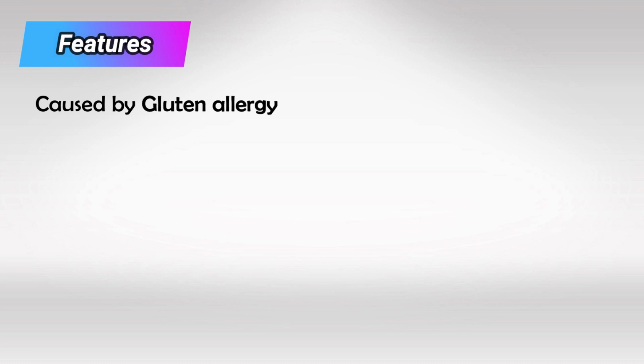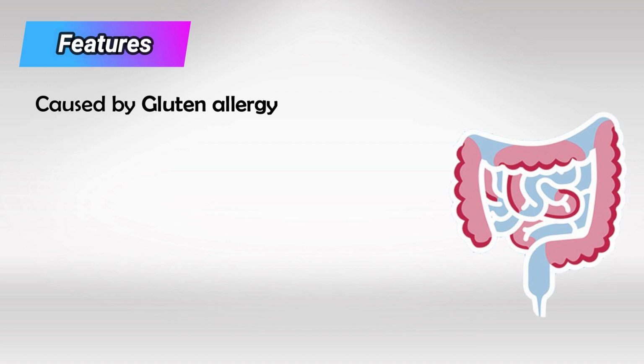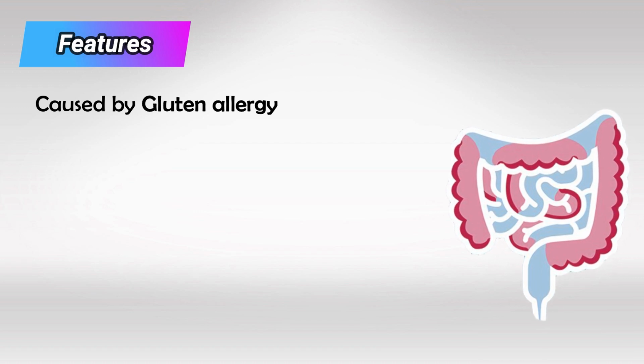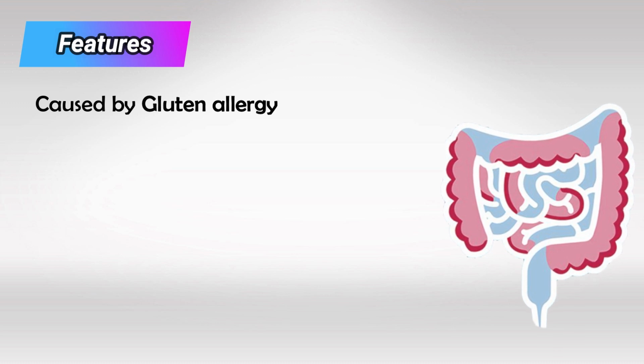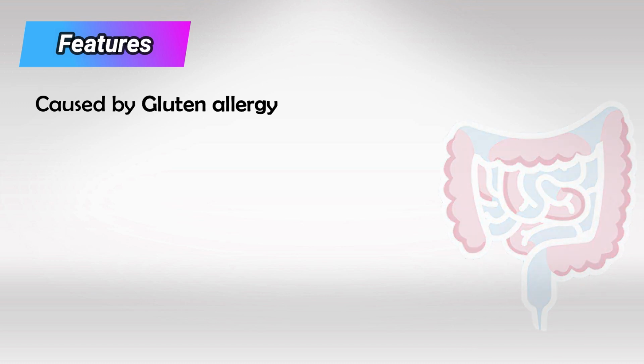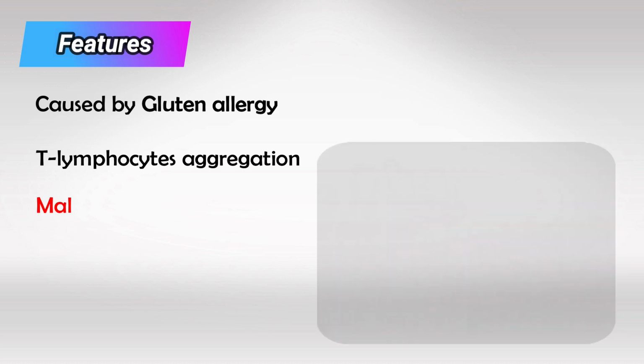The main cause of celiac disease is hypersensitivity or allergy to gluten. So if these patients consume gluten-rich food, once the gluten touches the intestinal lumen, it will trigger allergy. And as we know, allergy means activation of the inflammation process. And so, T-cell lymphocytes will chemotactically aggregate and accumulate in the intestinal wall.